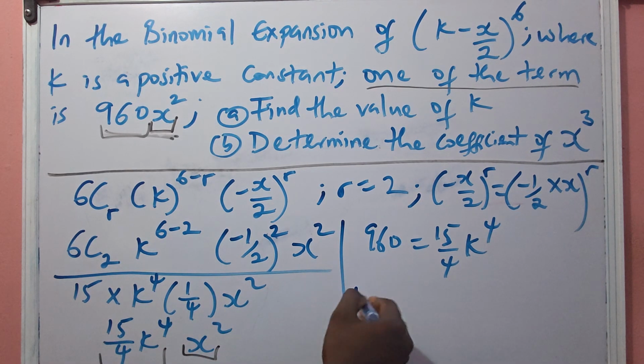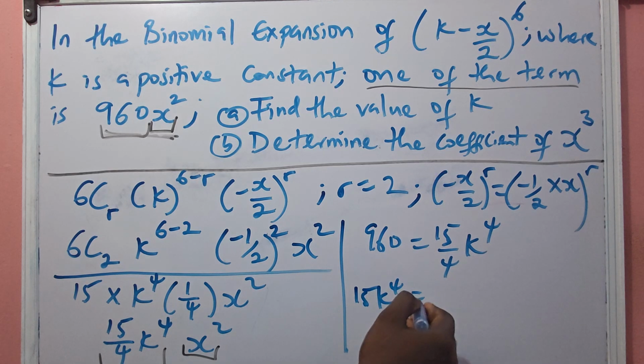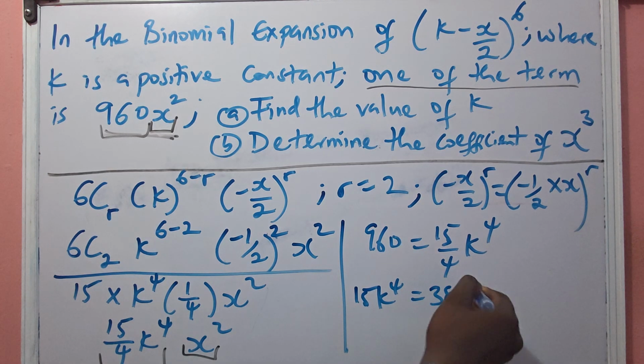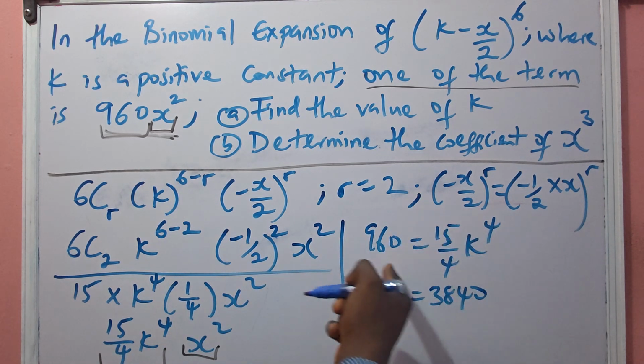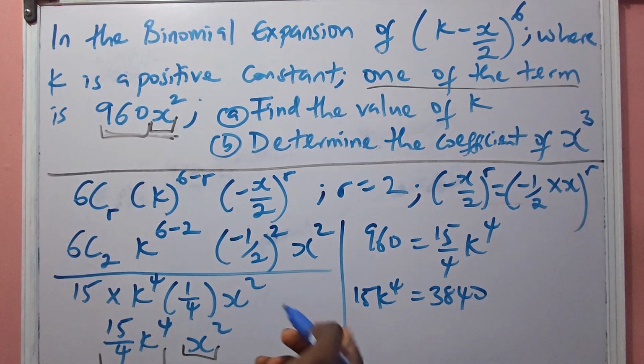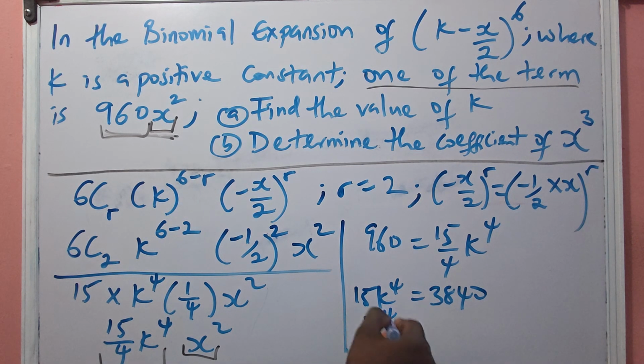All right, so if you go on to solve this, we're doing the cross multiplication here. 960 times 4 gives us this, and 15 k raised to the power 4 multiplied by 1. So we have k raised to the power 4 being equal to 3840 divided by 15, which gives us the value of 256. Then you have to take the fourth root of 256. You take it off both sides. Of course, this will give you the value of k.